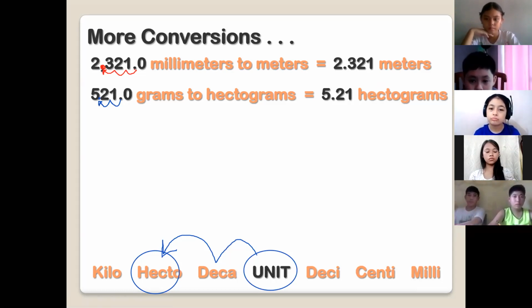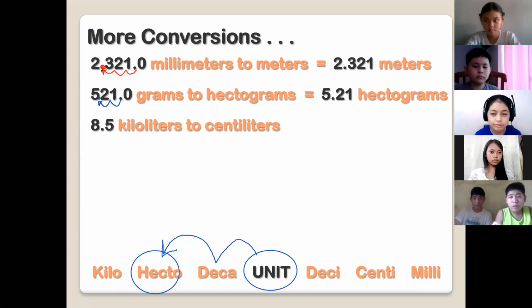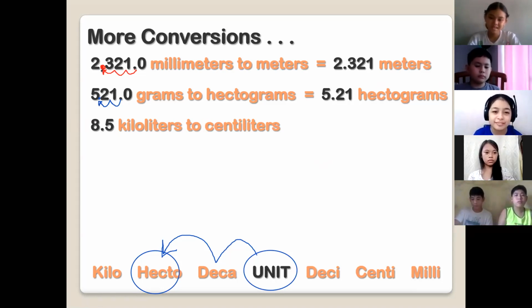Very good, Rohan. 1 point for the boys, 0 for the girls. Let's see if the girls can catch up. What about 8.5 kiloliters to centiliters? Angel, you try this one. 8.5 kiloliters to centiliters.